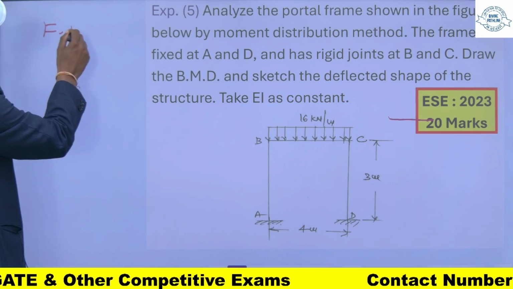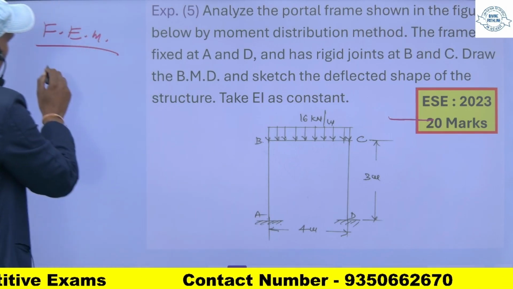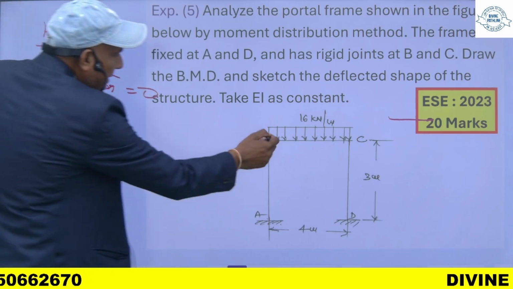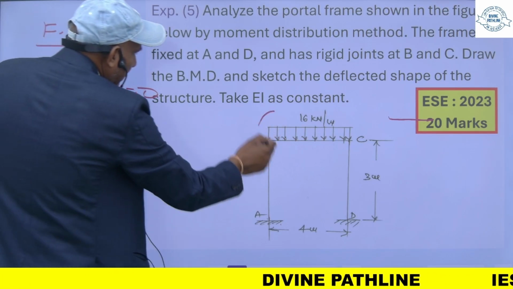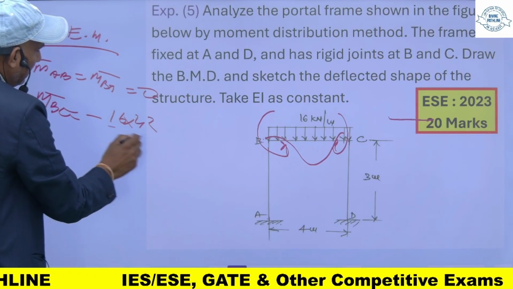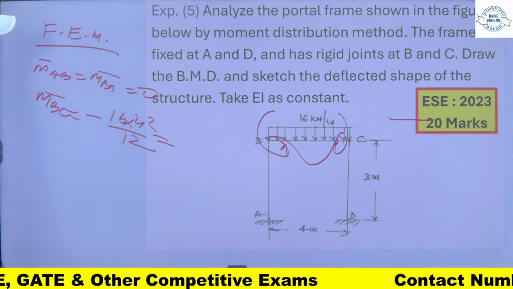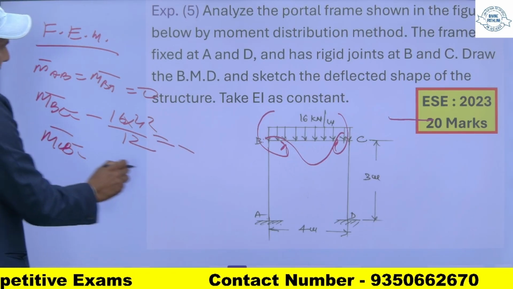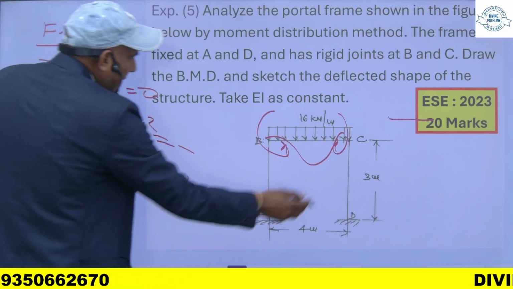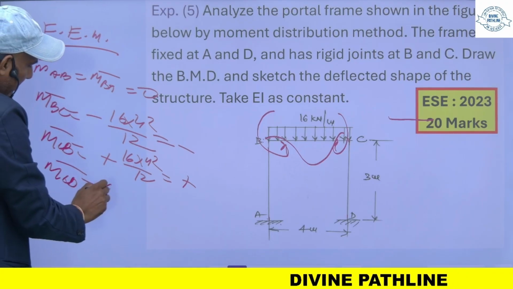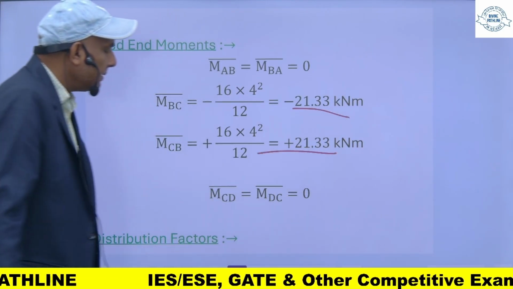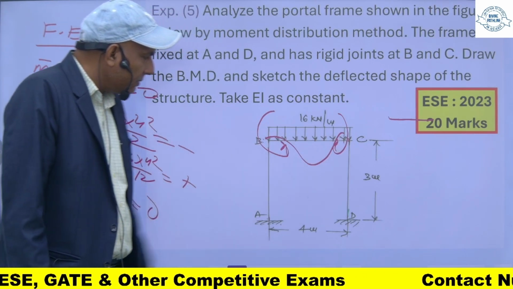इसका फिक्स्ड एंड मोमेंट निकालेंगे। सपोज़ एम ए बी मेंबर के लिए फिक्स्ड एंड मोमेंट फॉर ए बी इज़ इक्वल टू एम बी ए और बोथ विल बी इक्वल टू 0। फॉर बी सी मेंबर एम बी सी, ये मेरा क्लॉकवाइज होगा, ये एंटी क्लॉकवाइज होगा क्योंकि ये इस तरह से डिफ्लेक्ट करेगा। ये हो जाएगा -16 L स्क्वायर अपॉन 12। ये फार्मूला है। तो ये नेगेटिव होगा। एम सी बी, ये मेरा क्लॉकवाइज है तो पॉजिटिव हो जाएगा, और सेम अमाउंट का। और यहाँ के लिए एम सी डी और एम डी सी 0 होगा क्योंकि कोई लोड नहीं है। तो ये मेरे फिक्स्ड एंड मोमेंट मिल जाएंगे। So we will get this will be -21.33 and this one is 21.33, and MCD and DC both will be equal to 0.